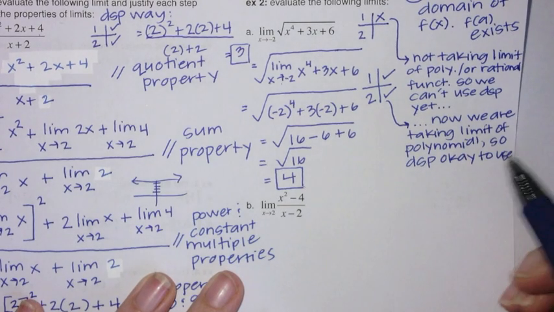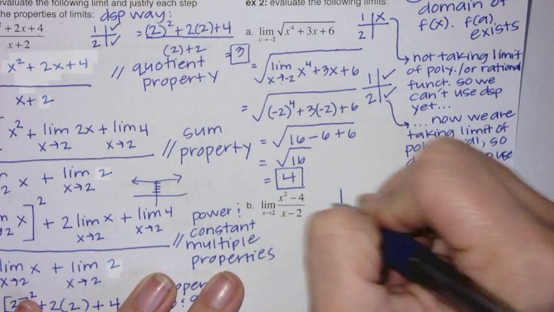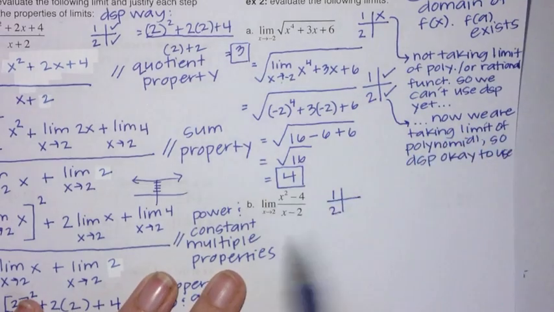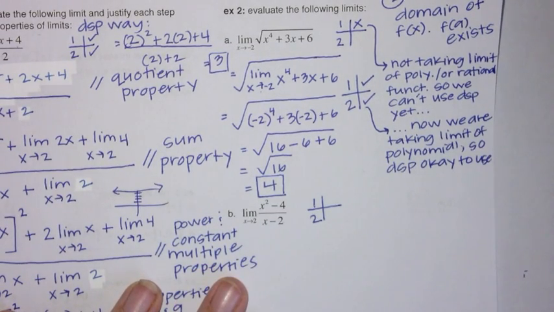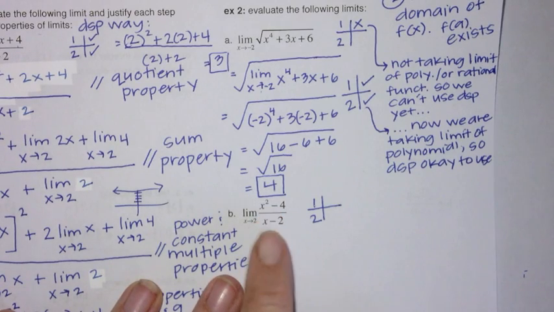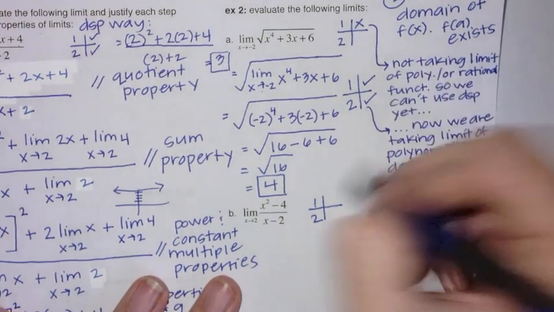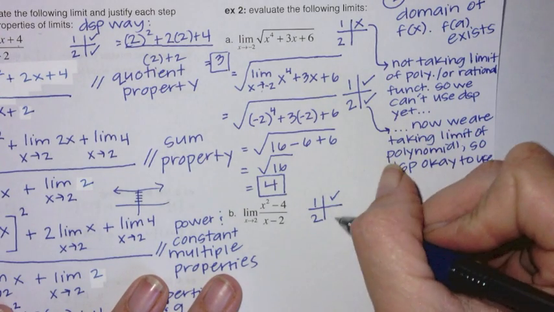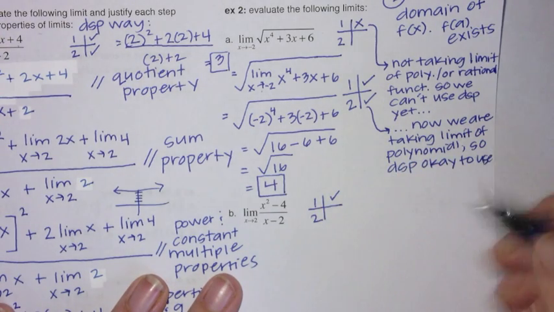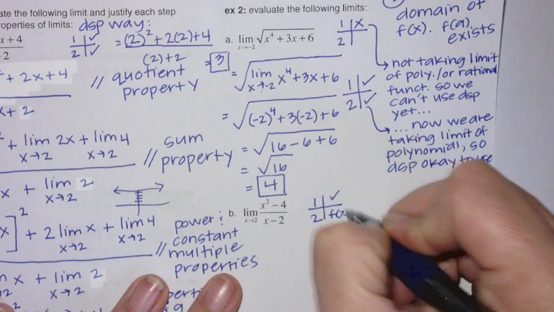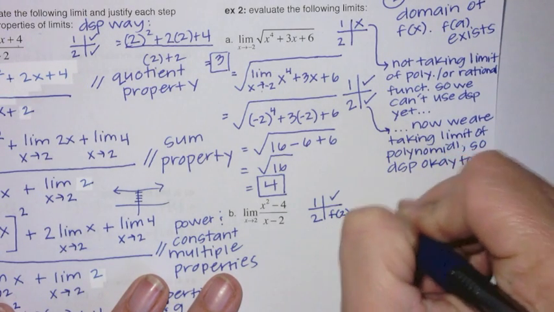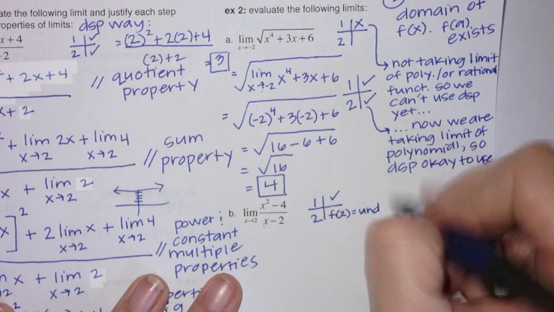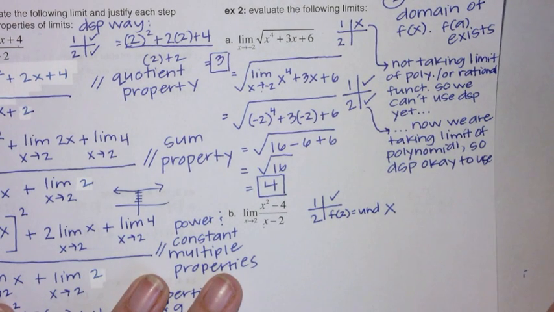This problem right here. We need to do our 1-2 check for DSP. 1, 2. This is a polynomial divided by a polynomial, that means it's a ratio of polynomials. What about number 2? Is 2 in the domain? Therefore, f of 2, that's what we're asking here, equals undefined right now because it gives us division by 0. So we cannot do that right there.